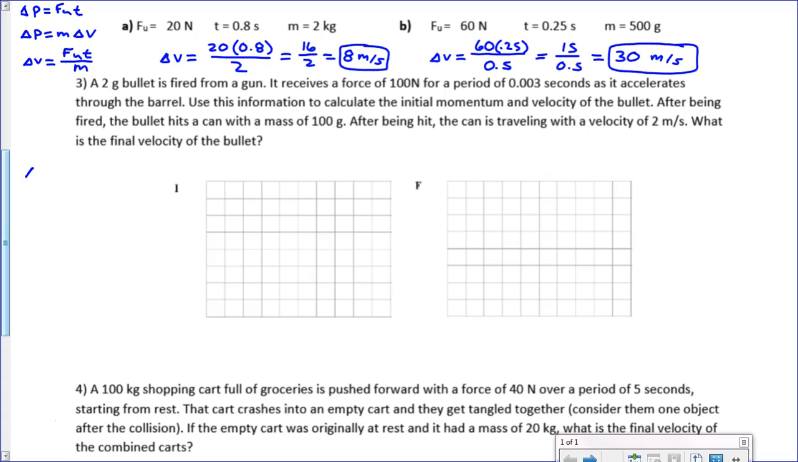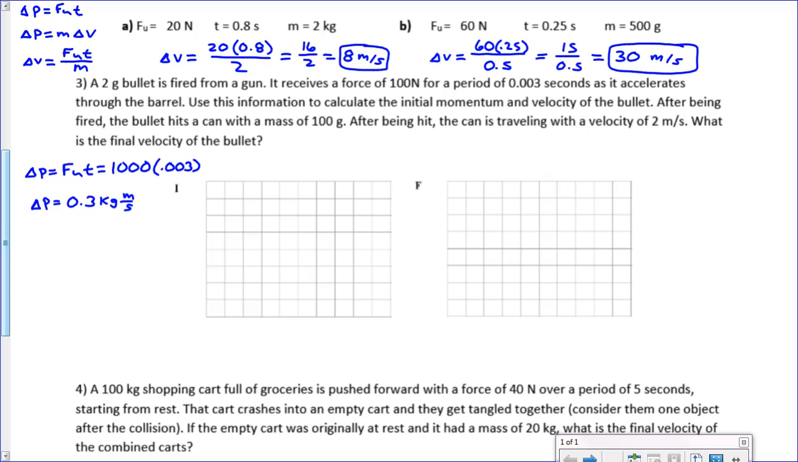And so what we can do is we can find delta P for the bullet while it's in the gun. We're going to presume that it started off at 0 meters per second for that bullet. And so we know change in momentum equals FUT, which in this case equals 100 times 0.003. Okay, and then if you do that, you find that the change in momentum equals 0.3 kilogram meters per second.